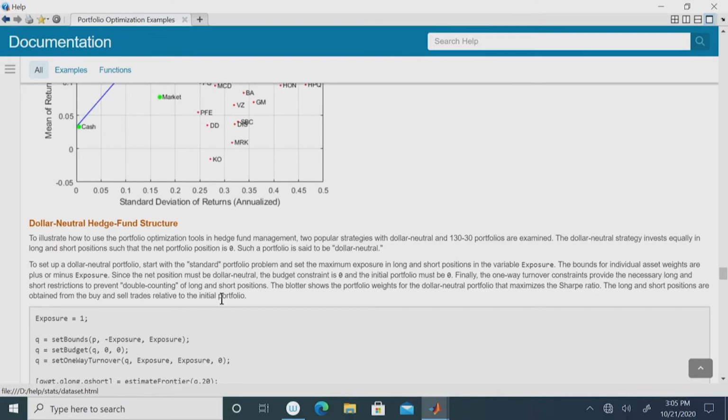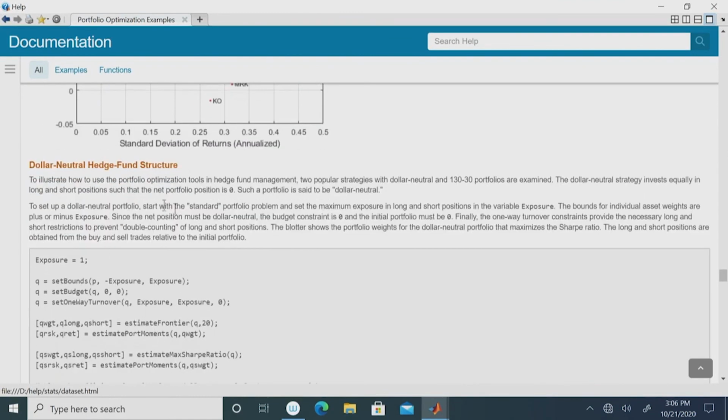That means you get into a long position in a certain number of assets and a short position in certain other assets, and the total valuation of the long position is equal to the total valuation of your short position. It is like adding and subtracting the same number, giving you a net valuation of your portfolio equal to 0. You can go through this example on how to set up the dollar neutral portfolio.